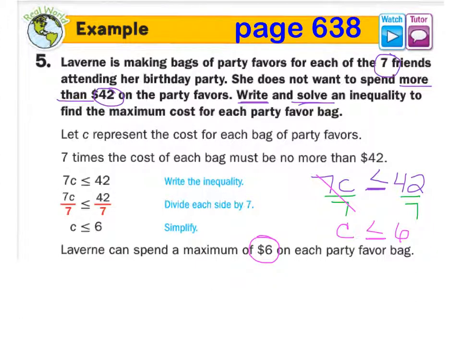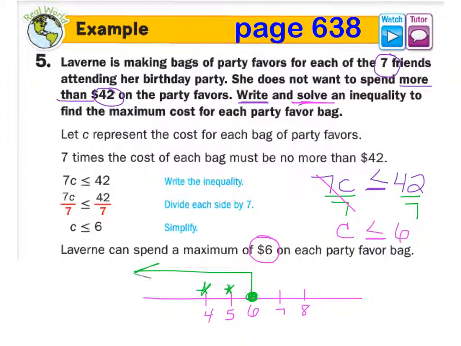So the next thing it said, solve. Oh, and this time it does not say to graph it, but if we did, I'd make a number line, and I'd have the 6 in the middle, and I'd put a couple numbers on each side, and we could graph this, saying that it could be equal to 6, so I can put a dot, and it has to be less than, so we could spend $5 or $4, and our arrow would go to the left.